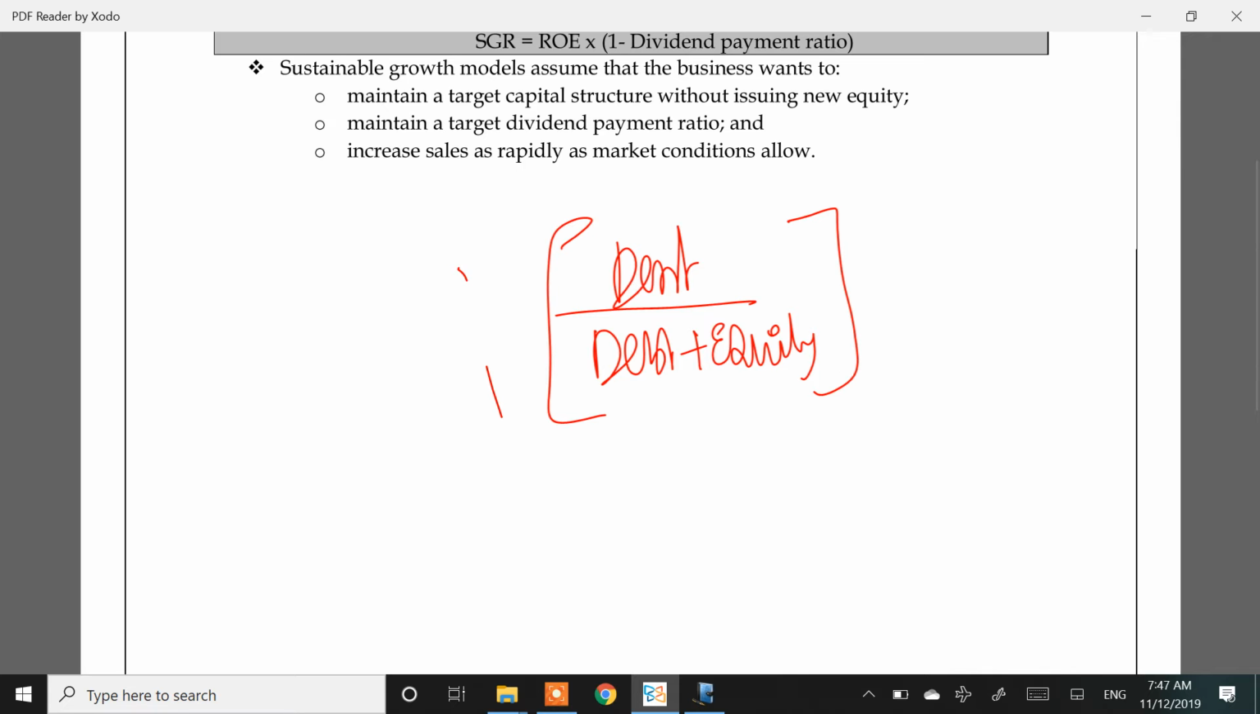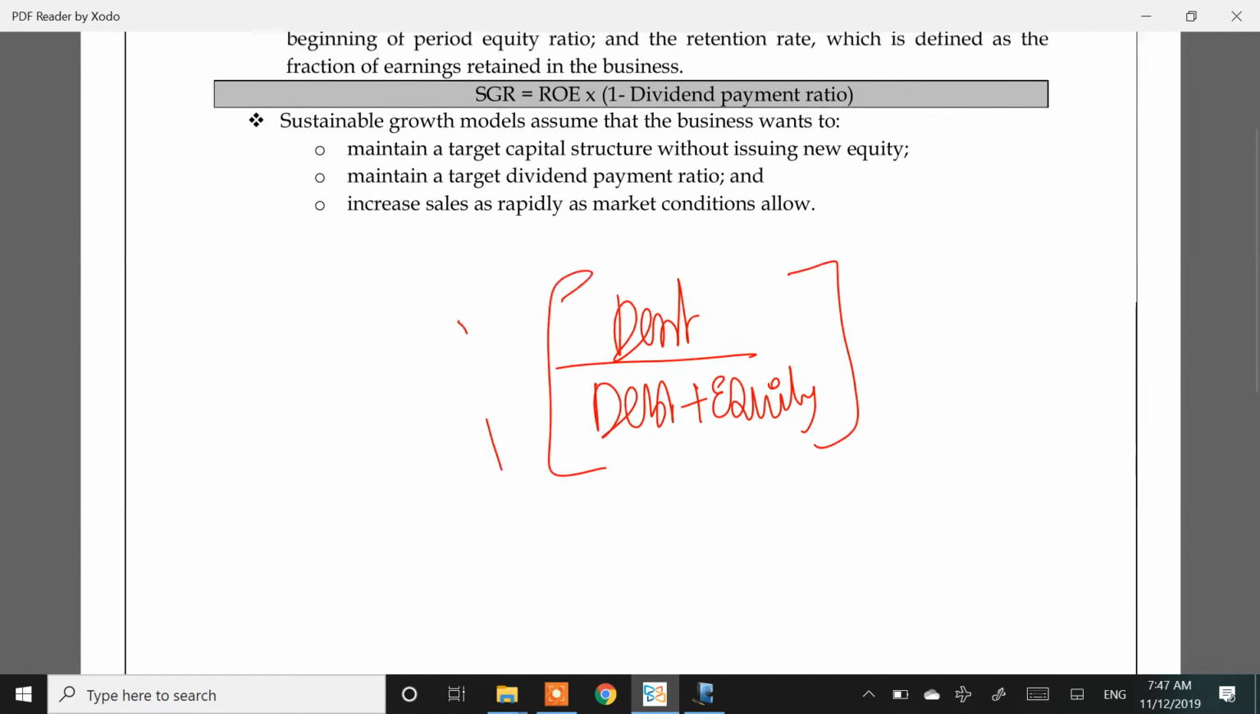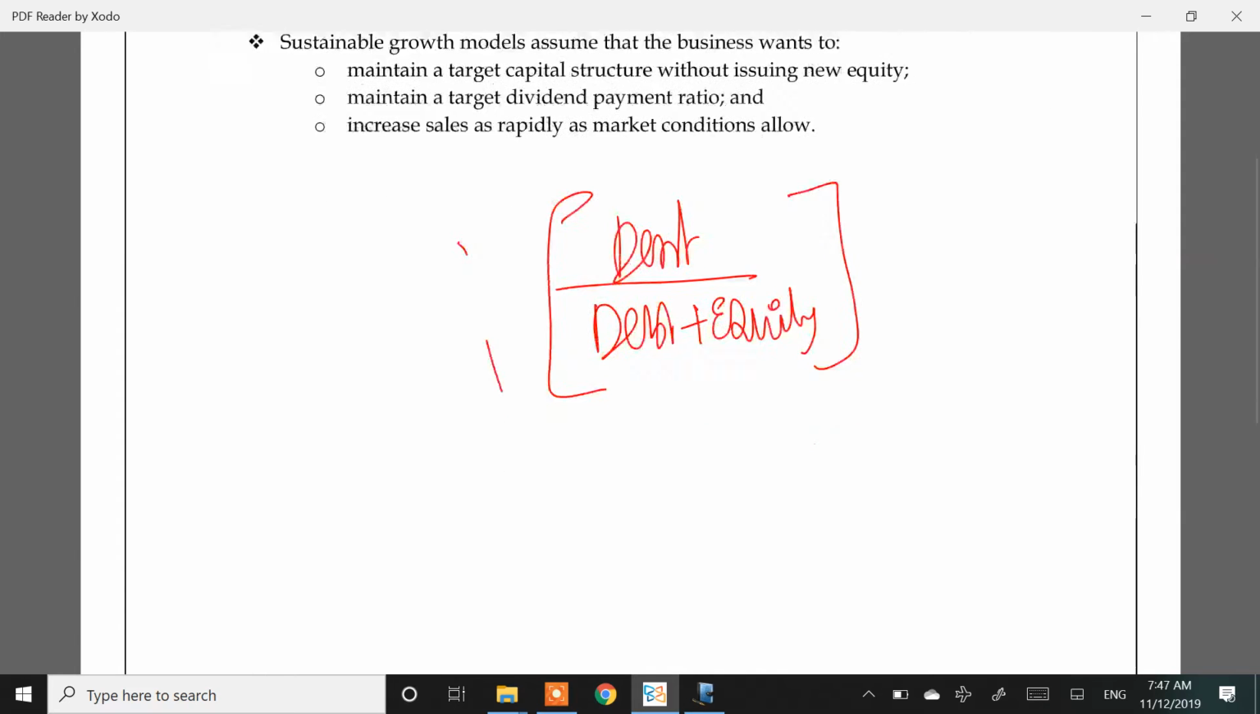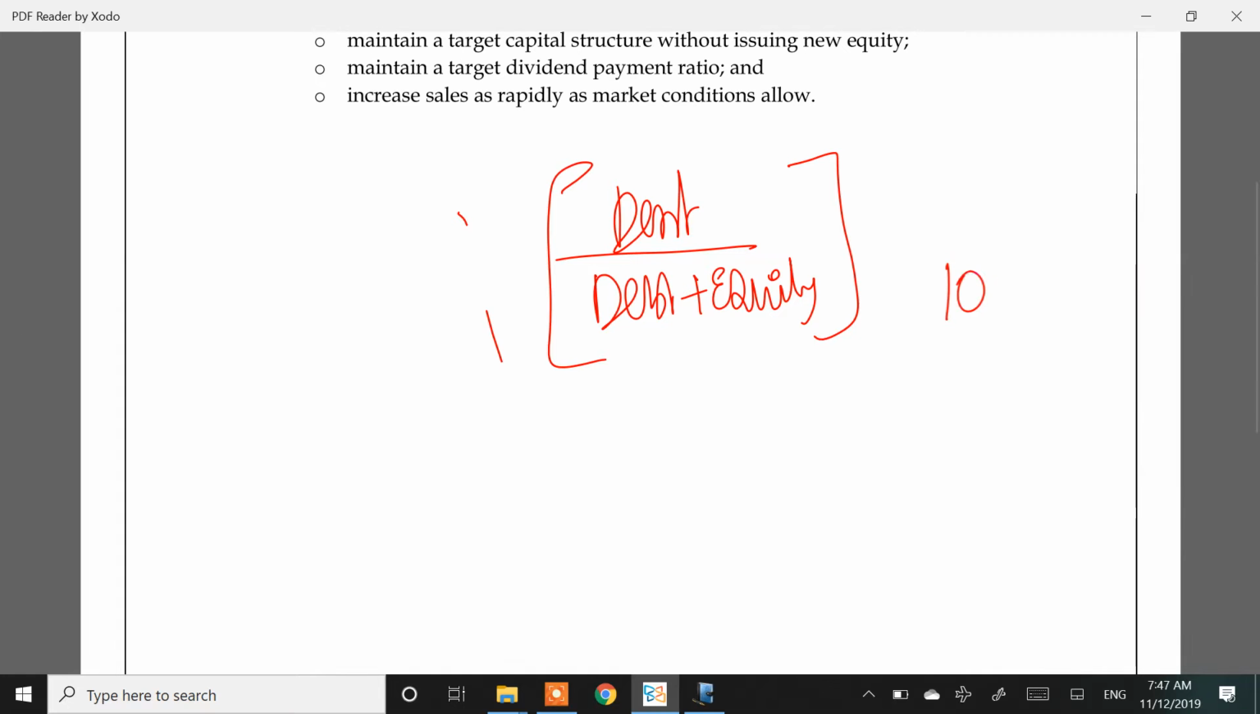Debt ratio is debt by debt plus equity. This is the formula. Debt ratio is equal to debt by debt plus equity. So when I use this formula for debt ratio, my equity will go up in a practical world with every year because you make profits. So last year the denominator was 1000, now it is 400 debt.